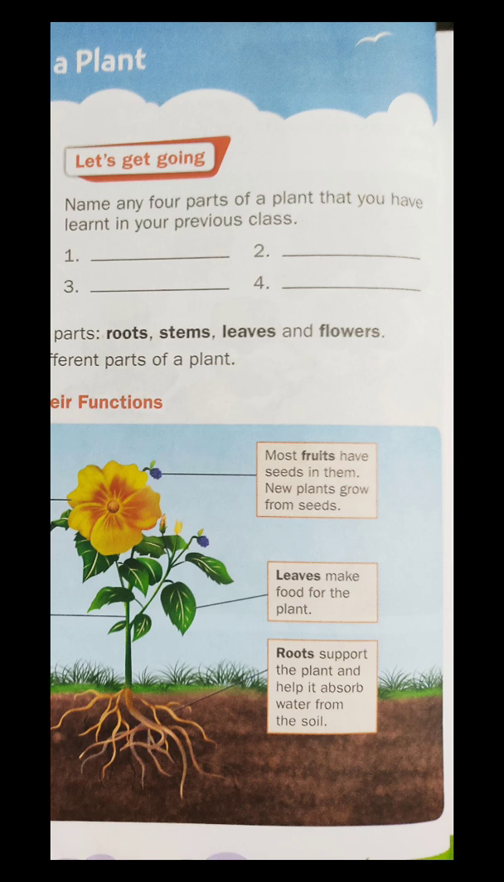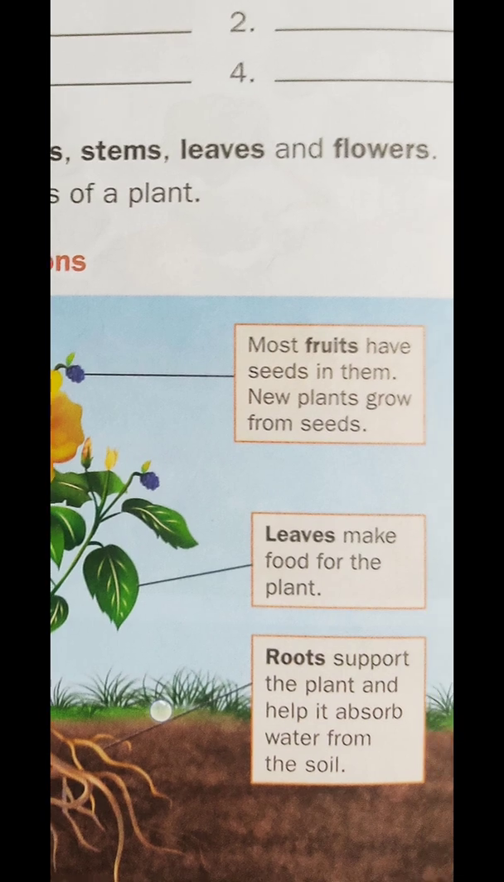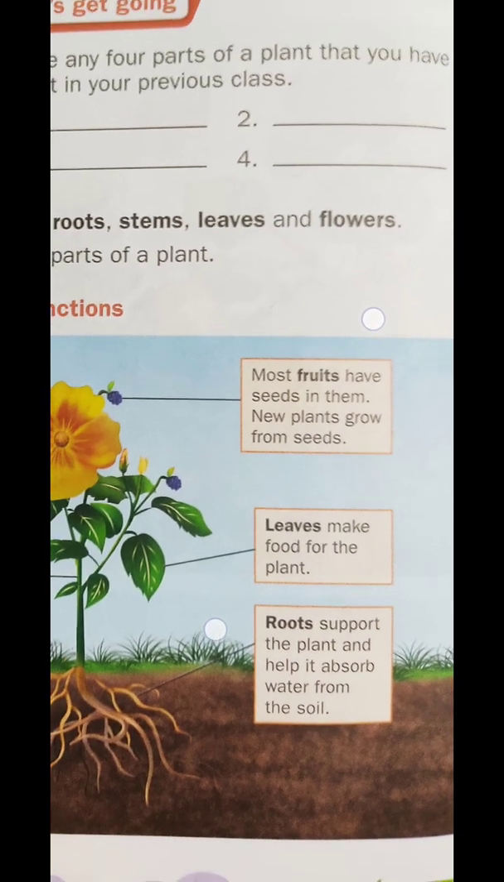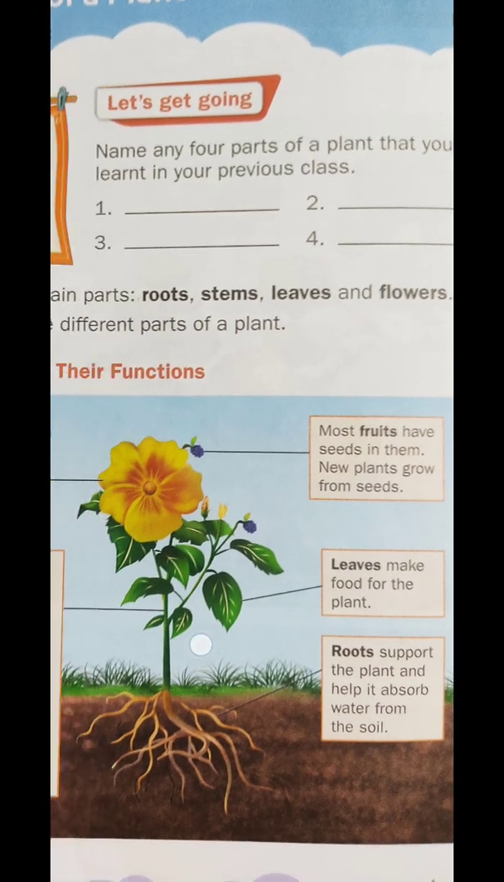New plants grow from seeds. Again, I must tell you that in the previous chapter we studied that living things reproduce. That means they produce their young ones. And how do plants reproduce? Through their seeds. And seeds are contained in fruits.